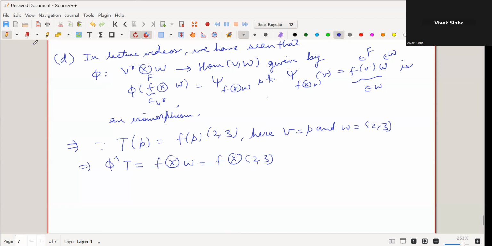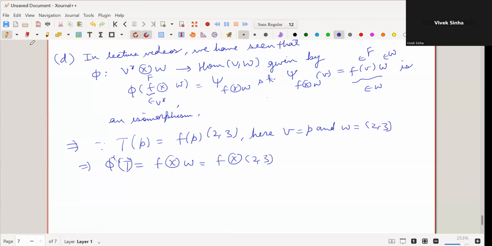Phi inverse of T is, because this is T. After mapping it under phi, you get it in the form of F, V, W. So if you take the inverse image, it will be F tensor W, right? And thus phi inverse of T will be F tensor W. So the image of T is just F tensor W.